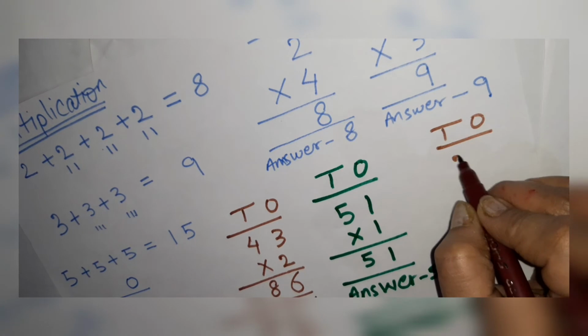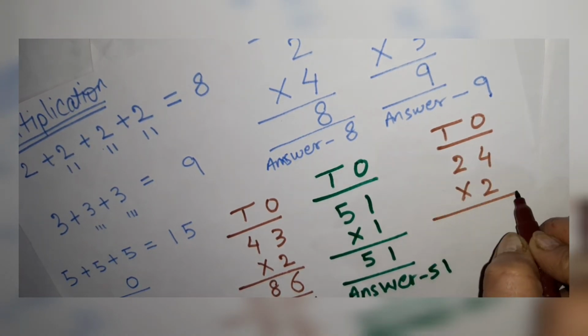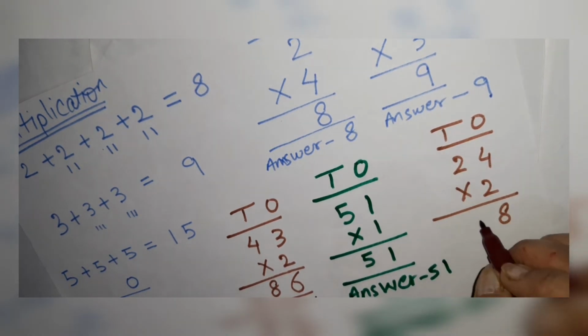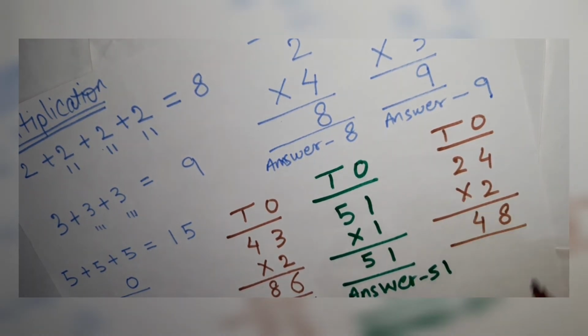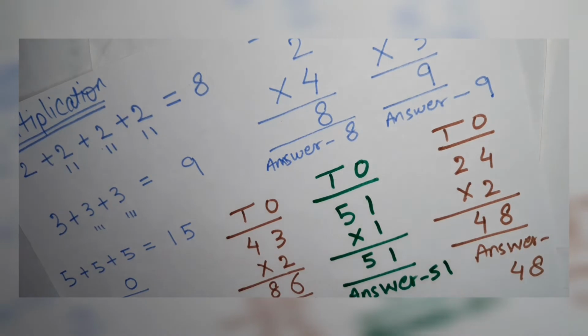Take one more example. I write, suppose, 24 into 2. So multiply. Two 4's are 8. Two 2's are 4. The answer is 48. So this way we can do multiplications of this type, double digit also, single digit also.